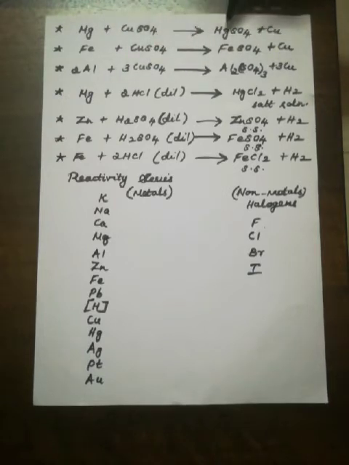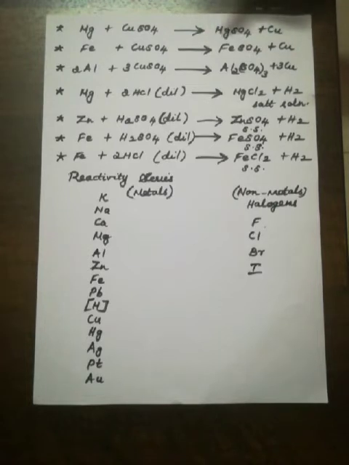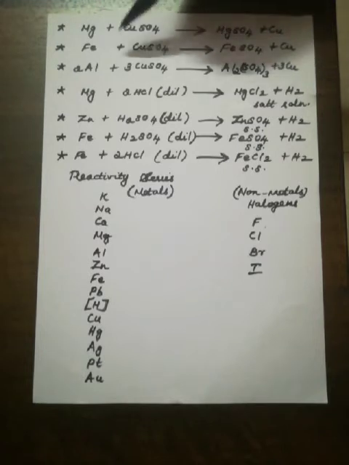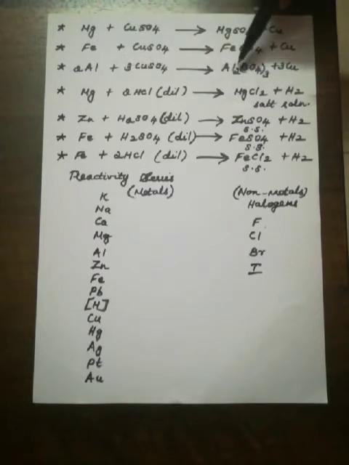See, in this case, magnesium, iron 2 sulfate. In the magnesium case, what has happened here, its valency is 2 plus, sulfate is 2 minus. Iron also has 2 valencies, but the valency which is existing here is 2, 2 plus and 2 minus. Then in the case of aluminium sulfate, see, aluminium valency is 3 plus, sulfate valency is 2 minus. So you are getting it as Al2(SO4)3 plus copper.